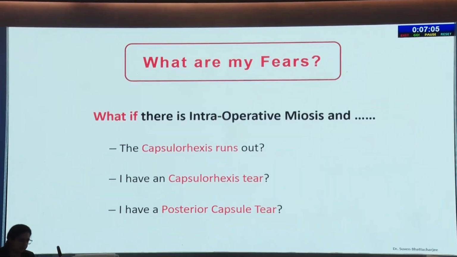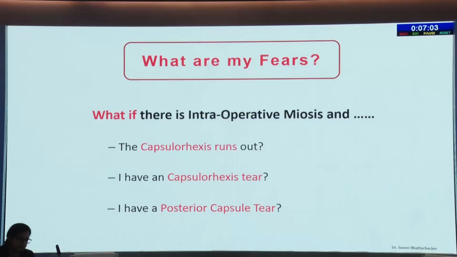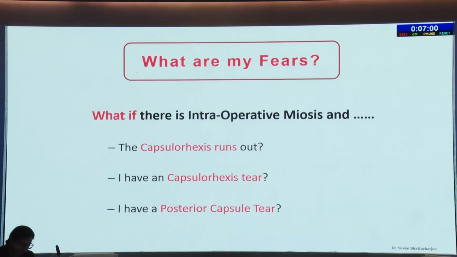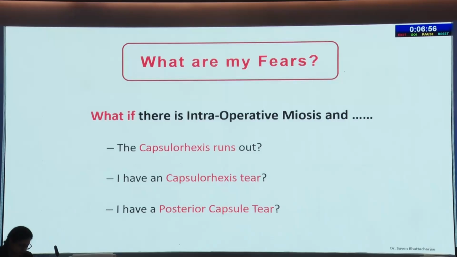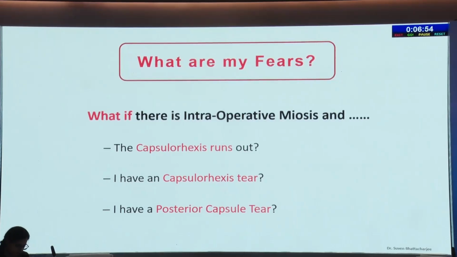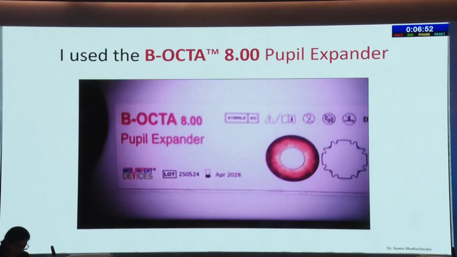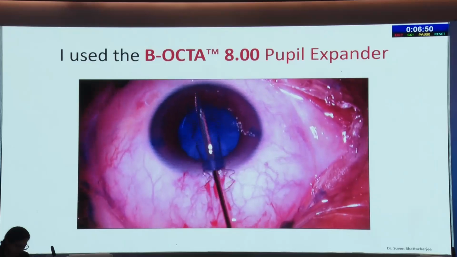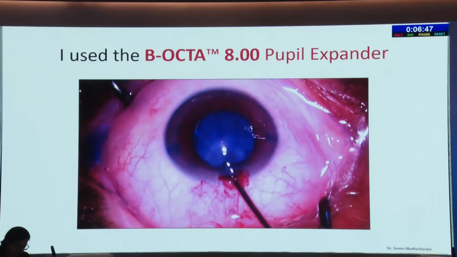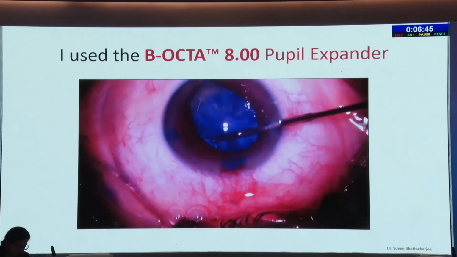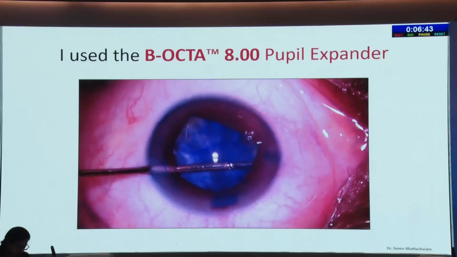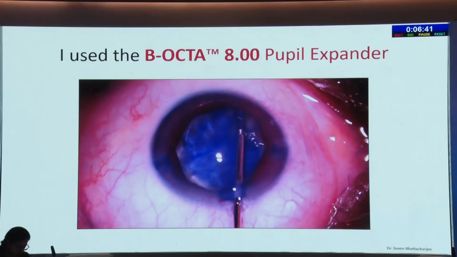So what are my fears over here? What if there is intraoperative miosis and the capsular rhexis starts running out? I have a capsular rhexis tear, or I have a PC tear. So I chose to use a BOCTA because of the experience that I had in the previous surgery. Now, BOCTA is a variant of the BHEX and gives a much wider pupil expansion.